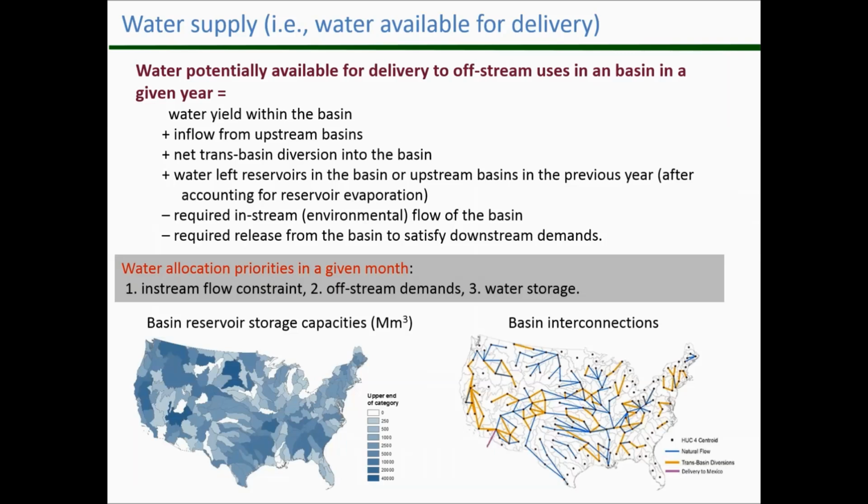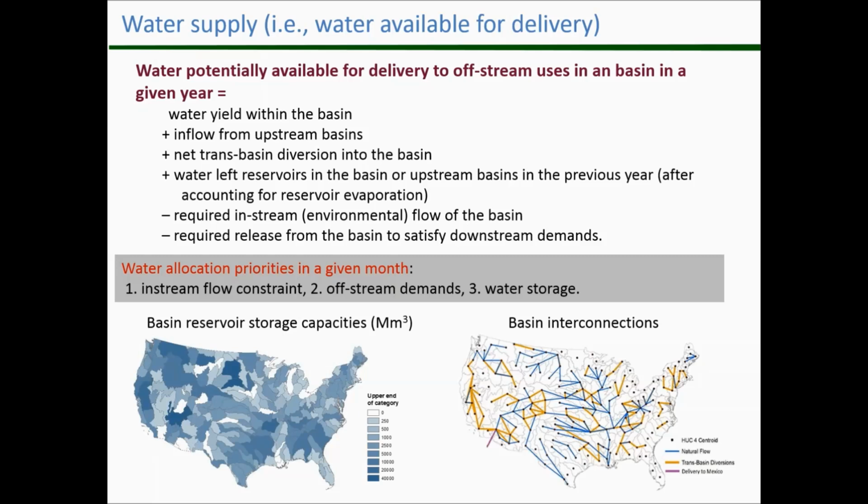The water potentially available for delivery to off-stream uses in a basin in a given month, I should say, not year, equals water yield within the basin plus inflow from upstream basins plus net trans-basin diversion into the basin. This could be a negative number. Plus water left in reservoirs in the basin or in upstream basins in the previous year after accounting for reservoir evaporation, minus the in-stream flow constraint, minus any required release from the basin to satisfy downstream demands.